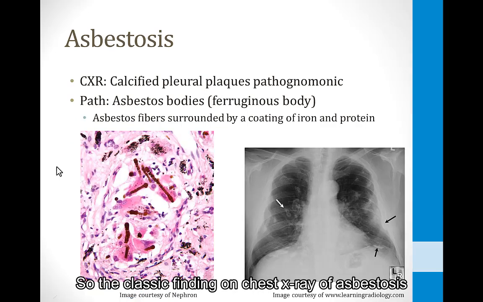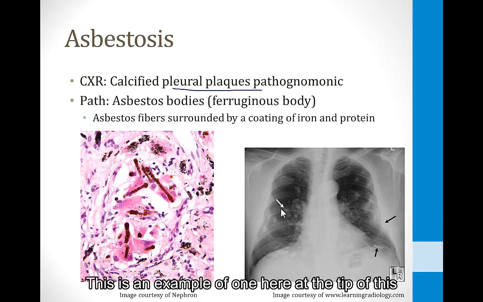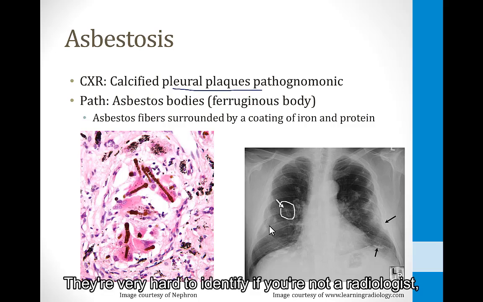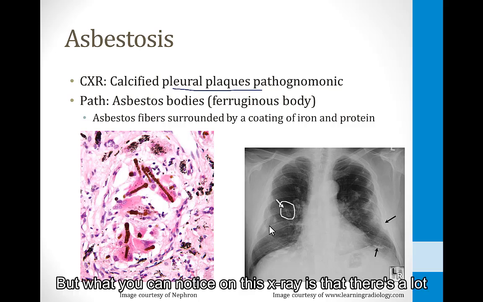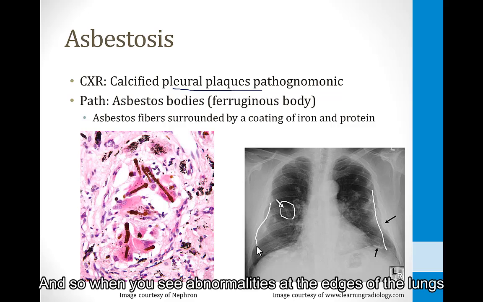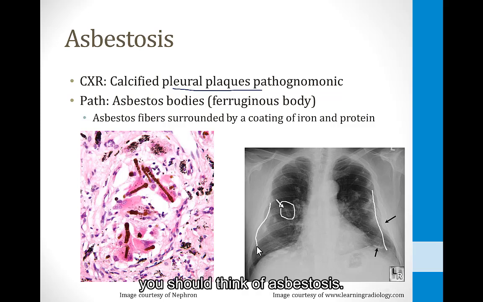So the classic finding on chest x-ray of asbestosis are called pleural plaques. This is an example of one here at the tip of this white arrow. They're very hard to identify if you're not a radiologist. They're going to be difficult to pick out. But what you can notice on this x-ray is that there's a lot of white stuff here at the edges. There's some of it over here. And that's where the pleura are. And so when you see abnormalities at the edges of the lungs where the pleura are in an occupational worker, you should think of asbestosis.